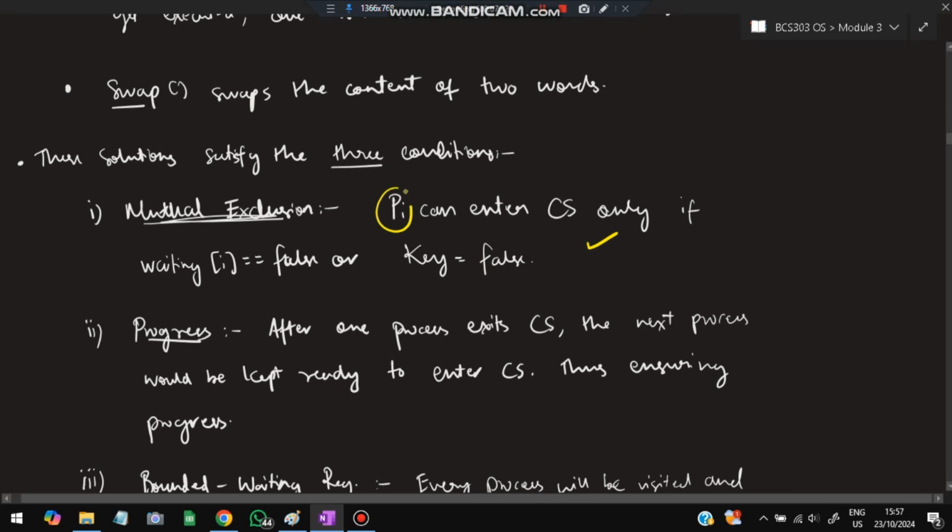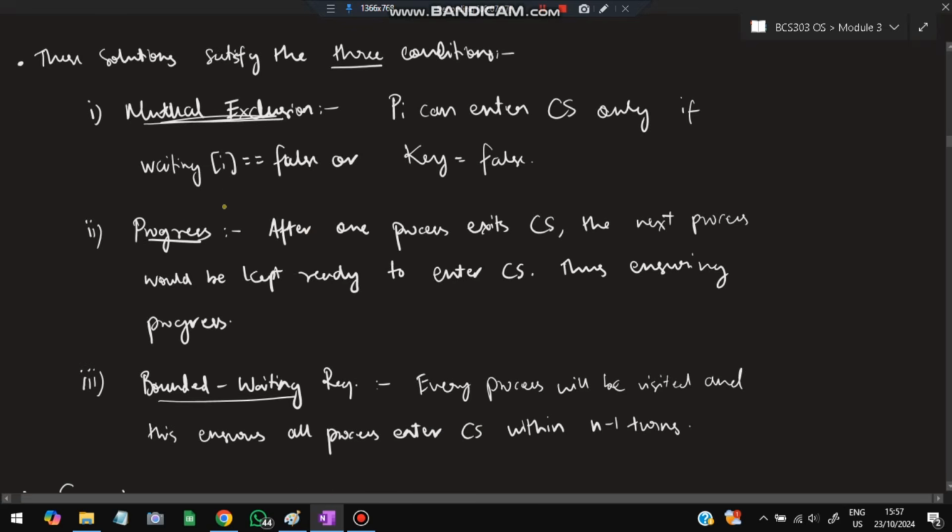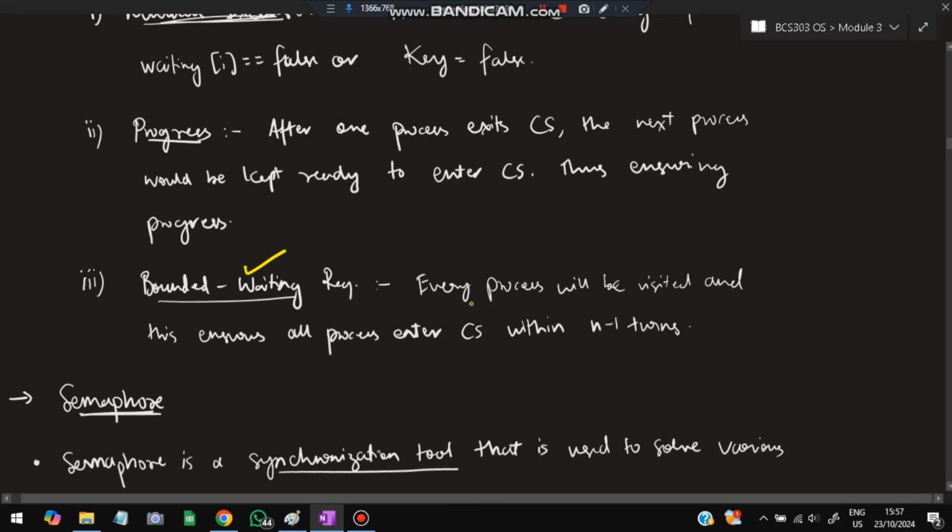Once a process starts executing, the key will become true and waiting will also become true. The other processes have to wait. Next is progress. After one process exits, the next process is kept ready to enter the critical section, thus ensuring progress. It will not be stopped at any point. Bounded waiting requires that all processes are visited and enter the critical section within n-1 turns. So whichever process is requested, one by one each will be executed. That responsibility is given to bounded waiting. So these three conditions are satisfied in the solution.